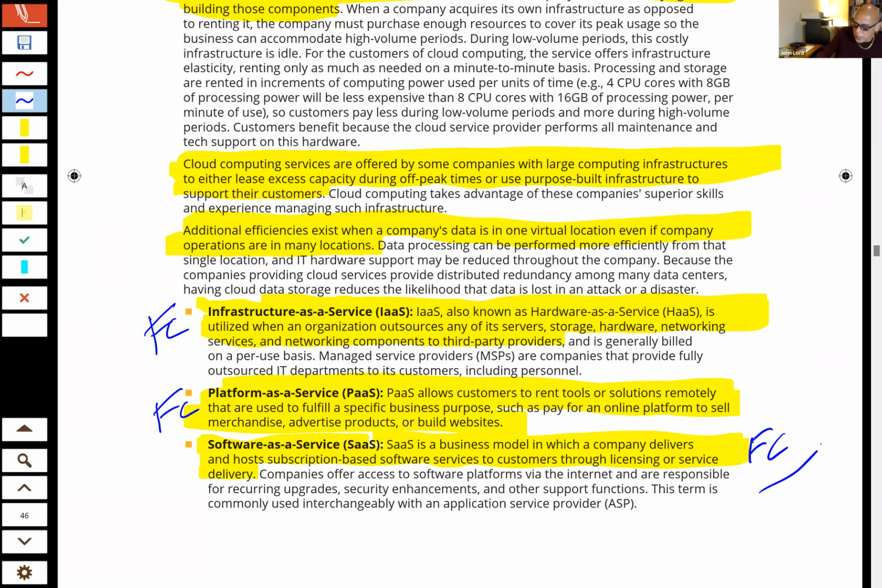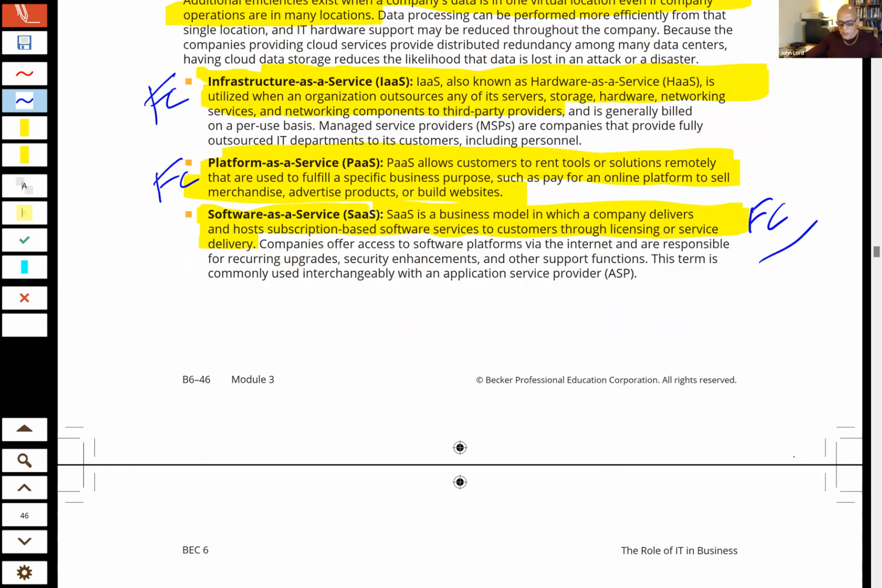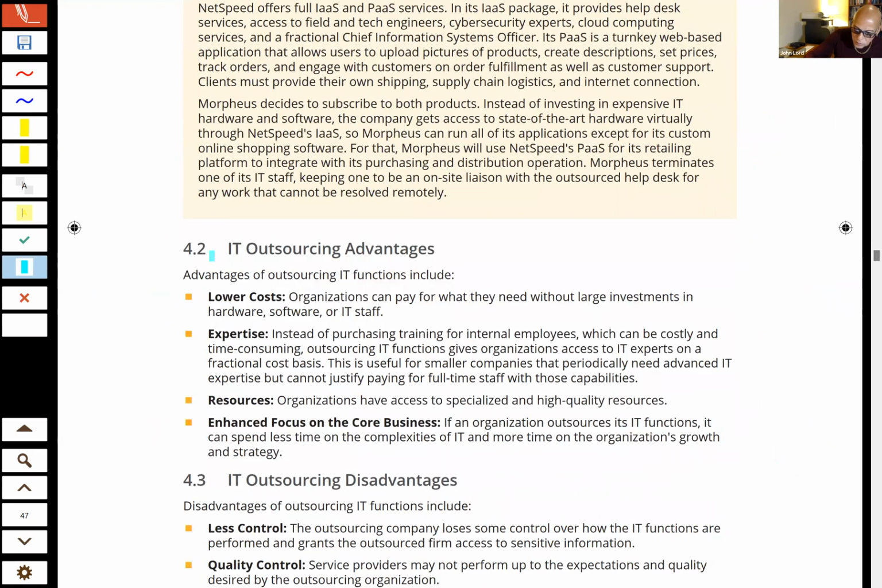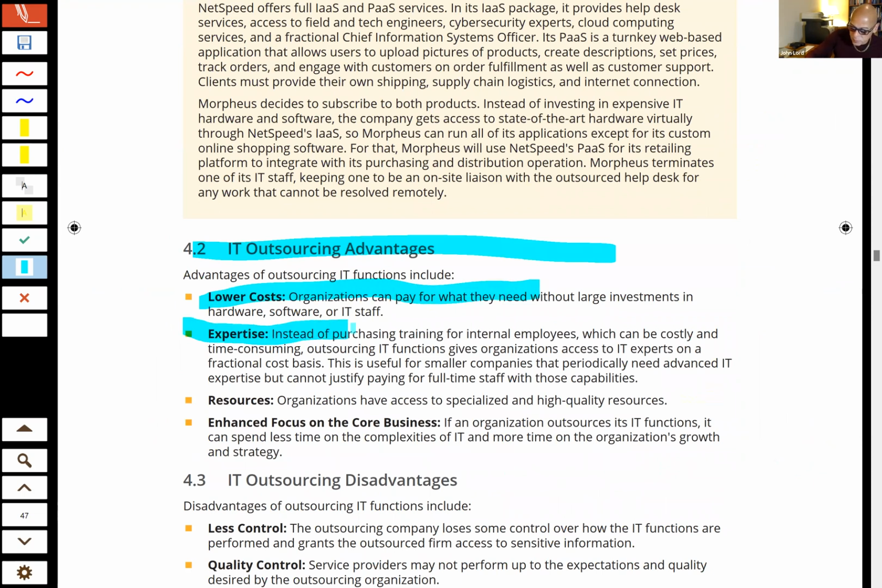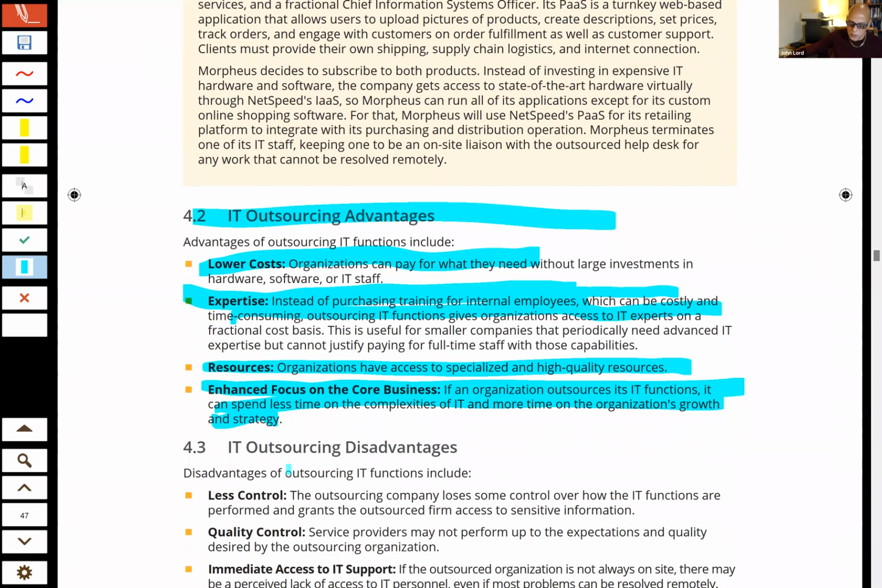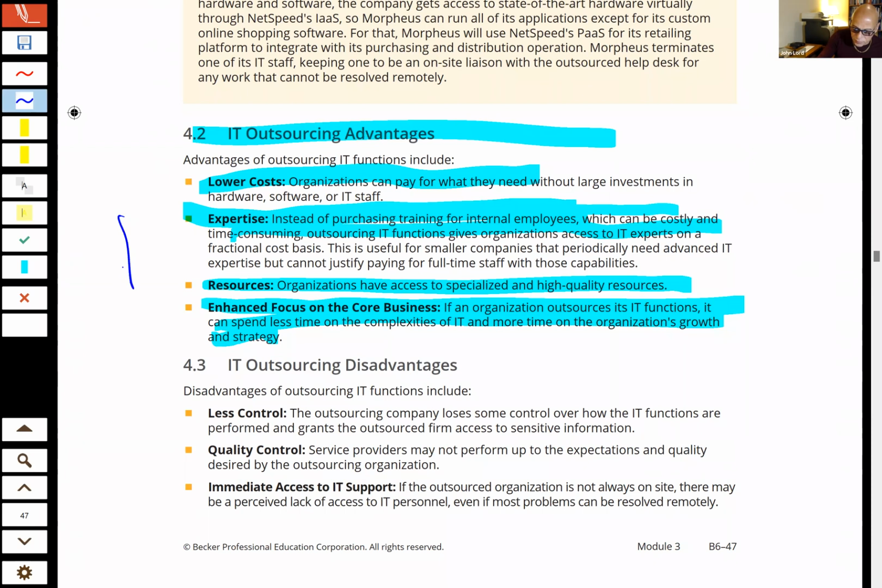Okay. Now, again, what are some of the advantages versus disadvantages? Some of the IT outsourcing advantages are lower costs. Expertise. You don't have to train experts. The company that's providing the service is the expert. And then resources. We have access to specialized and high quality resources and enhanced focus on the core business. So rather than worrying about IT functions, we spend more time on growing the organization, its strategy, et cetera. So those are some of the advantages, flashcard.